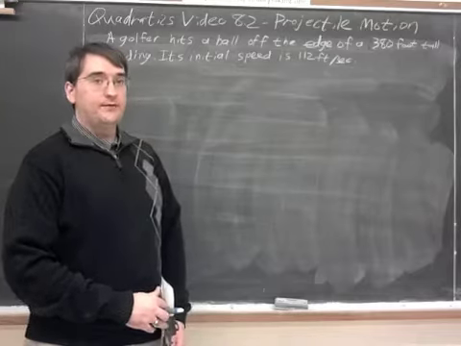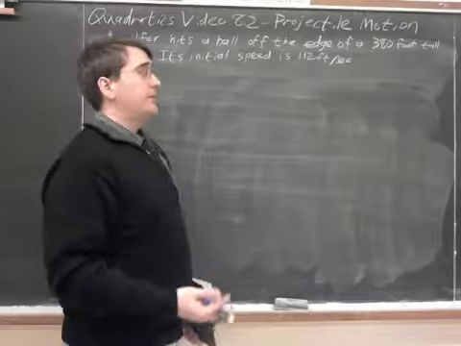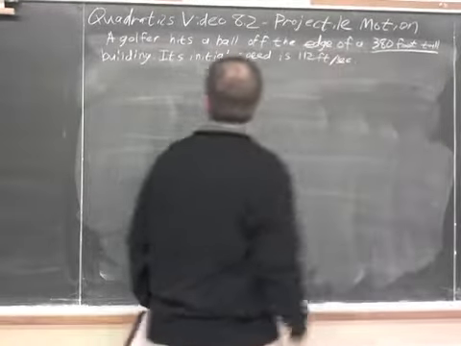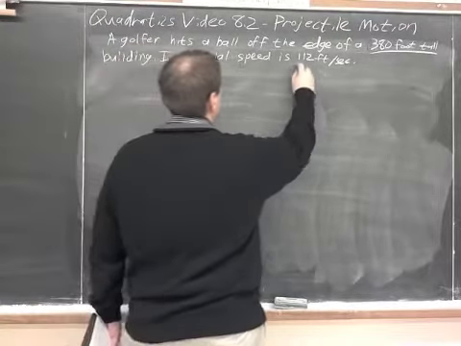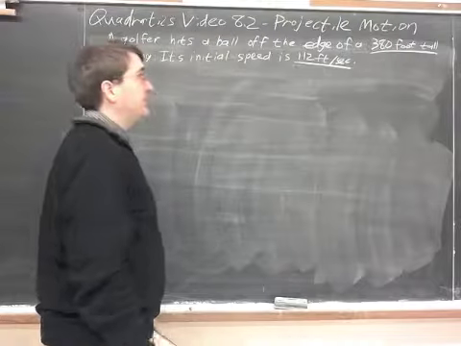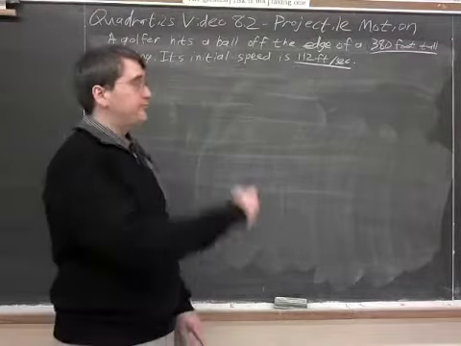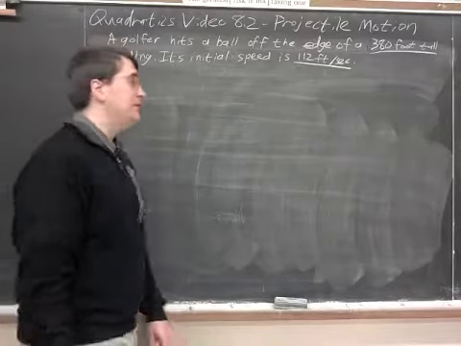So our example of projectile motion. A golfer hits a ball off the edge of a 380-foot tall building. Its initial speed, the ball's initial speed, is 112 feet per second. We want to answer some questions about this ball, how high it is above the ground and whatnot. But first we need an equation.